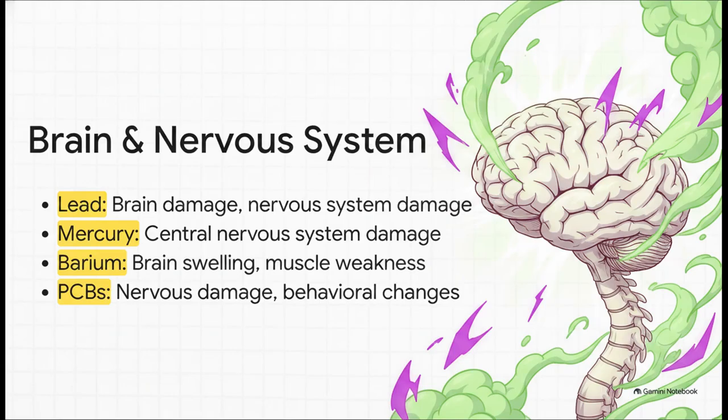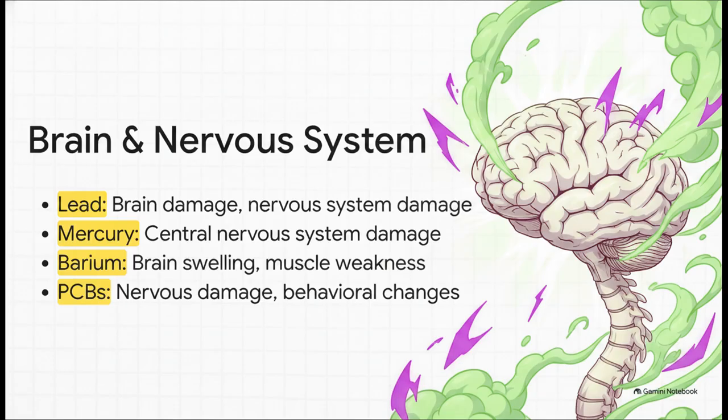If we group these scientifically, the first thing we see is a direct, brutal assault on our neurological network. Lead exposure, for instance, causes severe brain and nervous system damage. And tragically, children are especially vulnerable to this, including severe damage to fetal development.